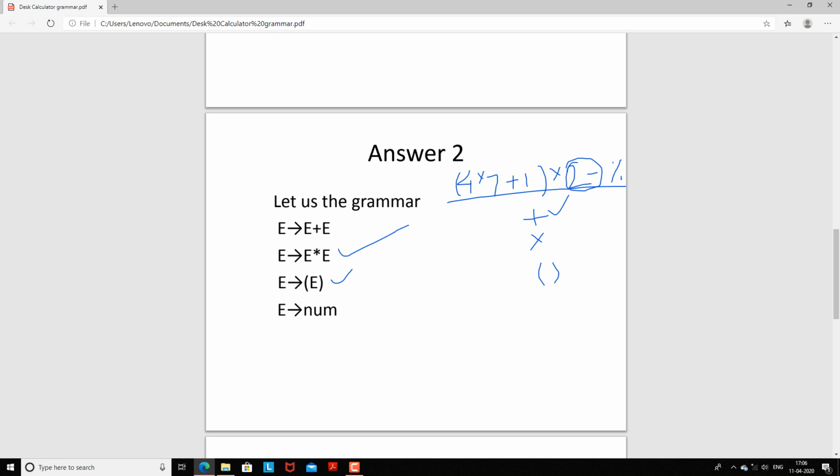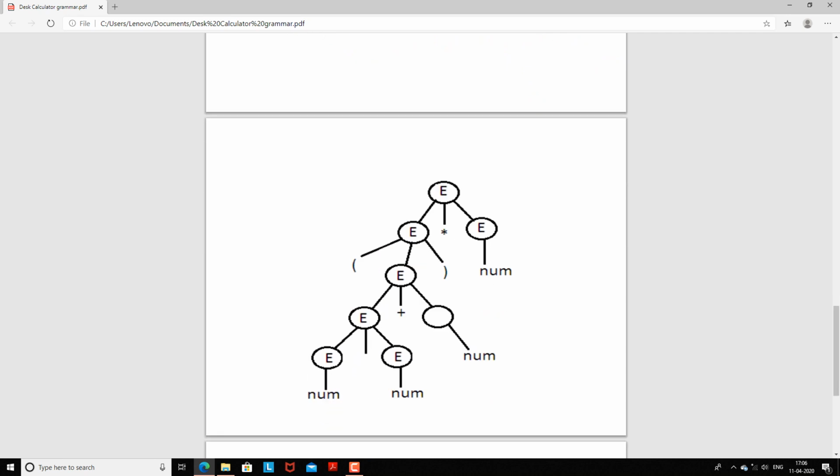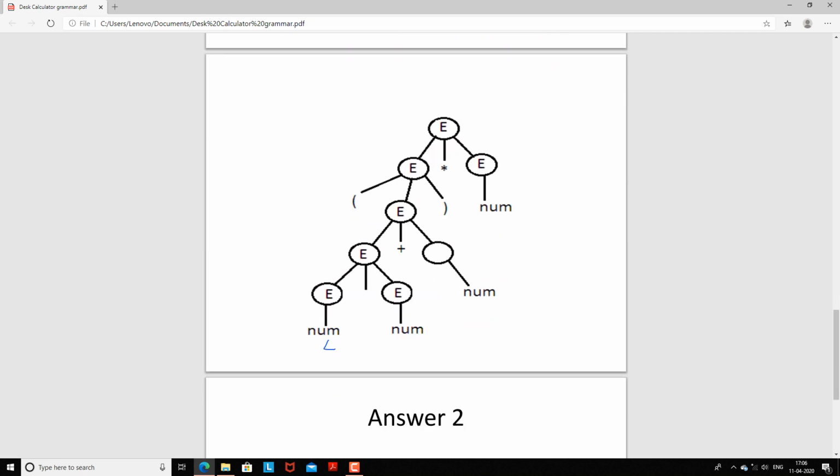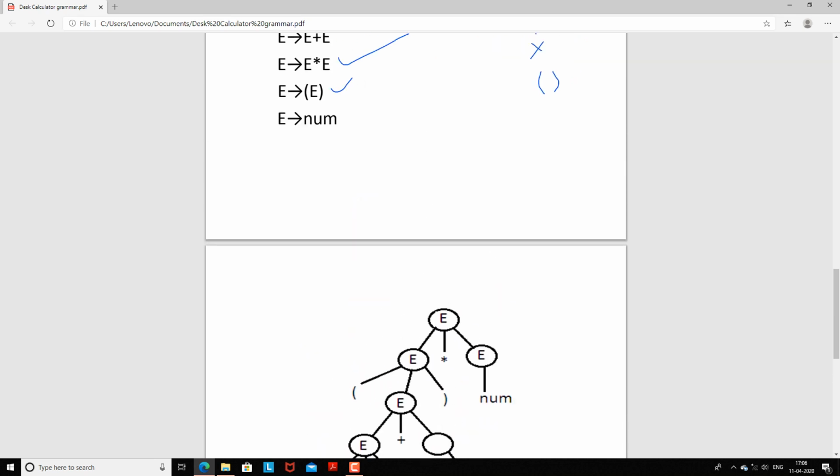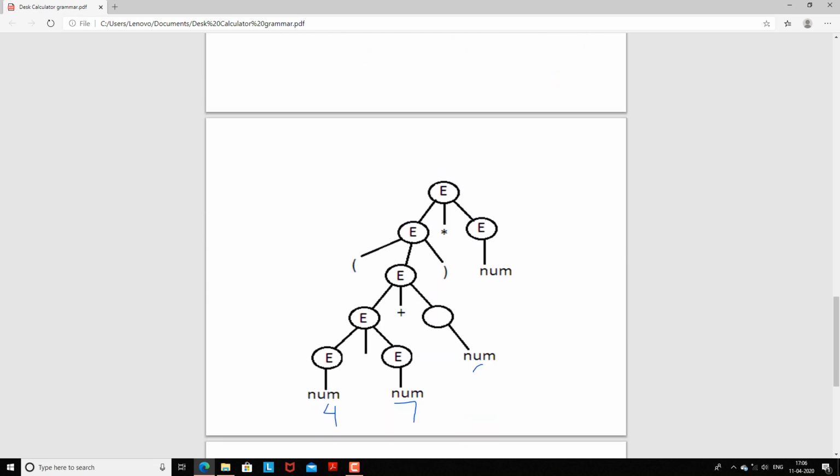After the assumption of a grammar, we are going to design the parse tree for a particular string, meaning left parenthesis 4 into 7 plus 1 parenthesis close, multiplication 2. So the desired parse tree looks like this: 4, 7, 4, 7, and what is this? Yes, there is 1. 4, 7, 1, and 2. I think you all understand how to draw the parse tree. Here E is missing in this node, and some multiplication operation is also missing. So make it clear.